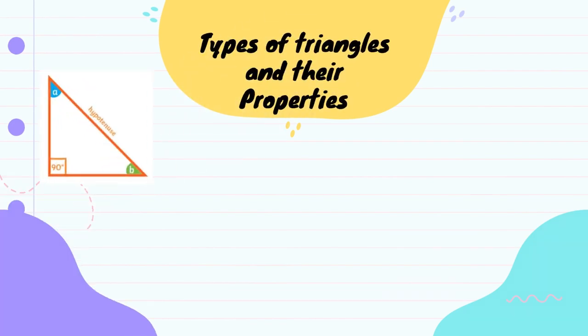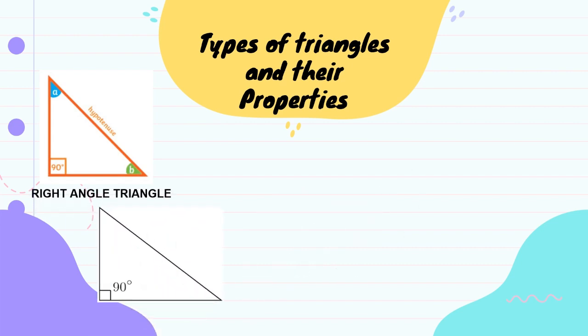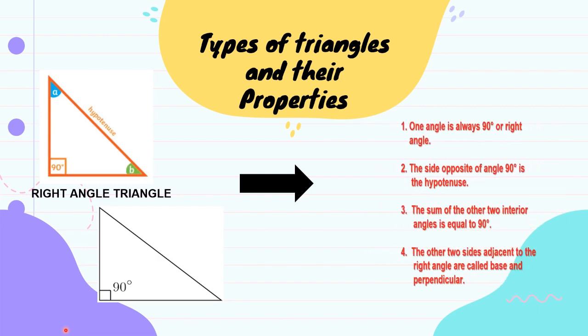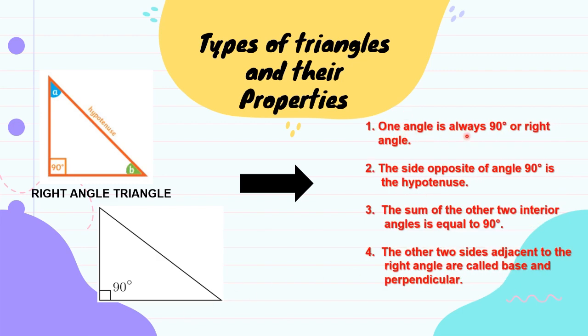Then the last one, we have the right angle triangle that can also be called the right triangle. Why do we call it the right angle triangle? 1, one angle is always 90 degrees or a right angle. When you see this square-shaped angle, it's called a right angle. And that's why the triangle itself is called a right angle triangle. That right angle is 90 degrees. It must always be at this corner. Look at the next diagram too.